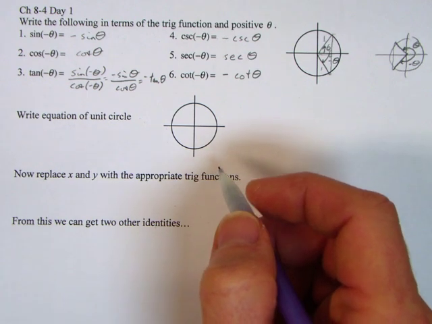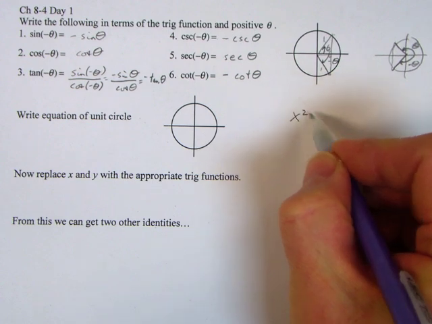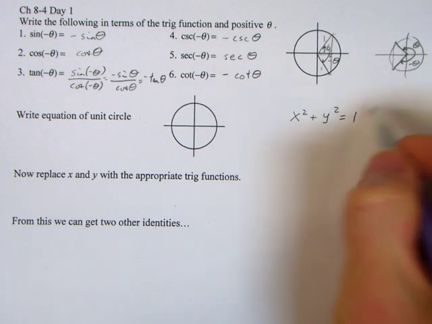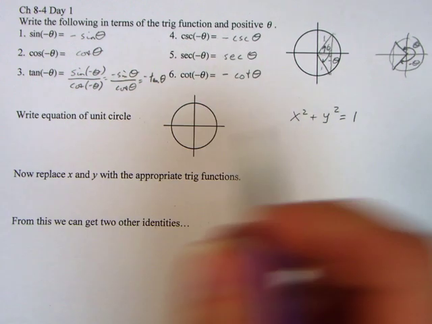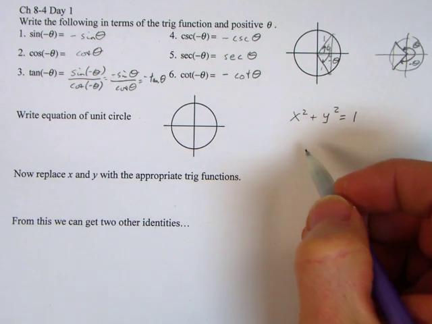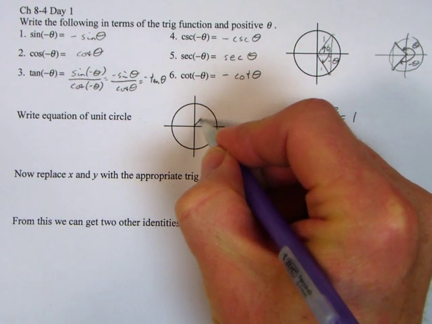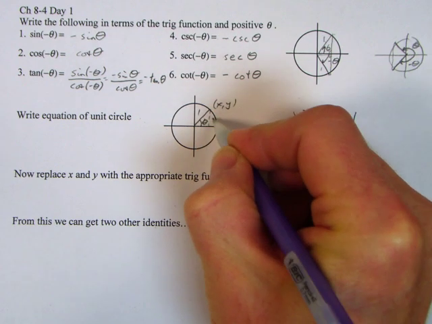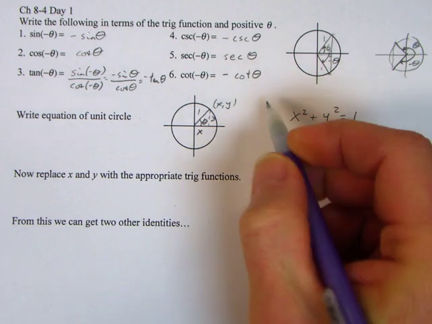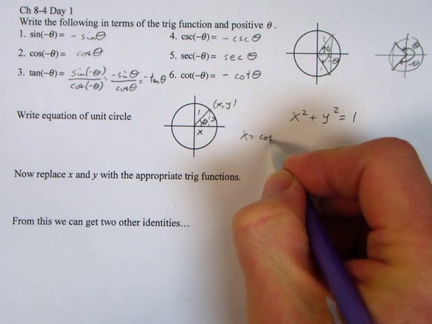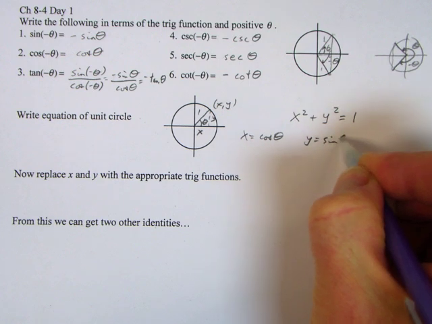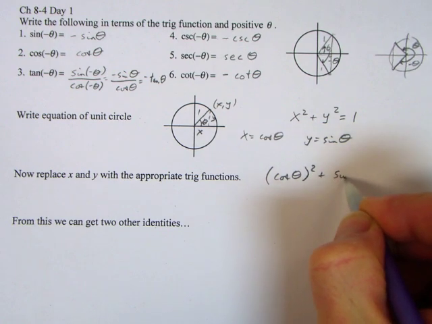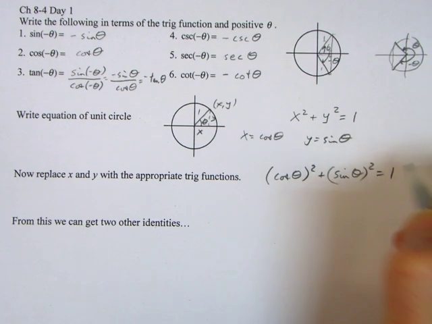Okay. Write the equation of a unit circle. We haven't worked with the equations very much. X squared plus y squared equals 1 squared, or 1. It's a unit circle, so it has a radius of 1. Now, replace x and y with the appropriate trig functions. What does x equal on the unit circle? We have our theta. We have a point here, x comma y, and we have a radius 1. So this piece here is y, and this is x. And we know that x equals the cosine of theta, and y equals the sine of theta. So we can say cosine of theta squared plus the sine of theta squared equals 1.